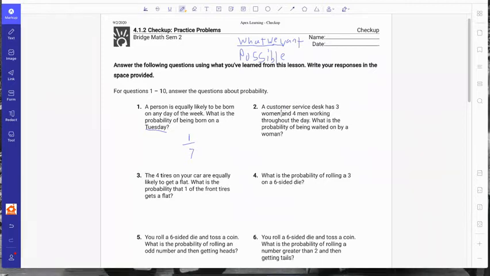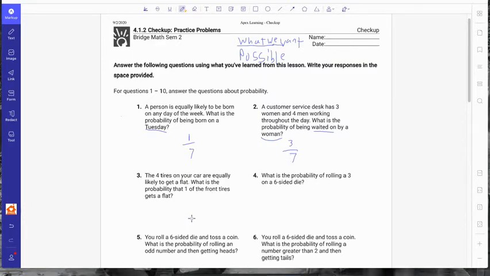So coming over here, customer service desk has 3 women and 4 men working. What is the probability of being waited on by a woman? Well, how many customer service workers are there? In general, there are 7, right? That's what's possible. You can have any of the 7. Now, what we want is to be waited on by a woman. Well, there's 3 women, so it's 3 over 7. There's 3 that we want, and there are 7 total possibilities.